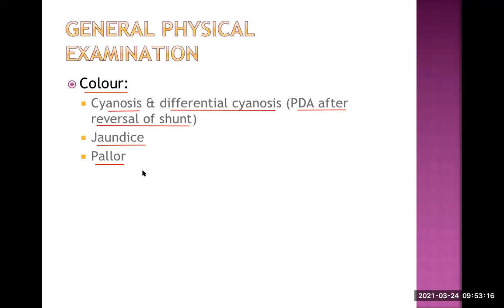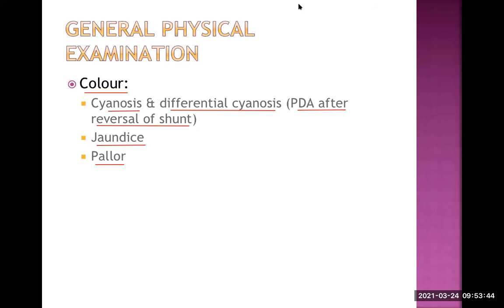Third one is pallor. Now, remember, if the heart disease is a chronic type, the baby will become malnourished, and that malnutrition can commonly lead to pallor. But if it is a cyanotic type of heart disease, then the baby doesn't suffer from pallor. Rather, the baby suffers from plethora or polycythemia. It depends which type of heart disease we are talking about.